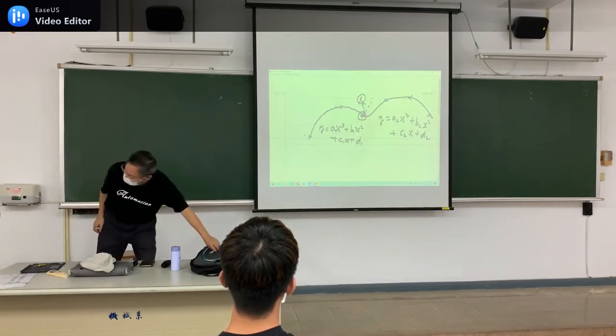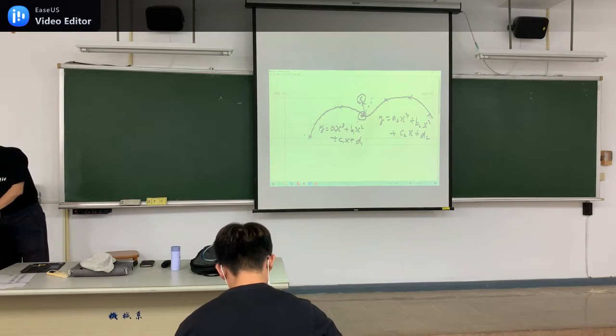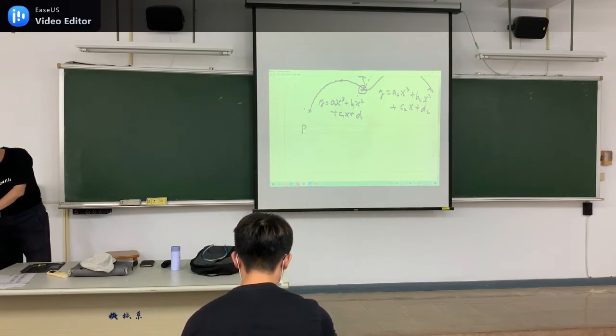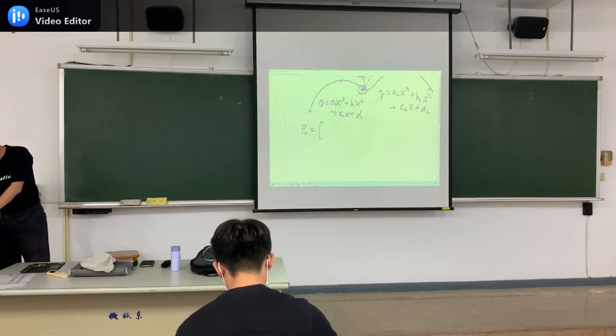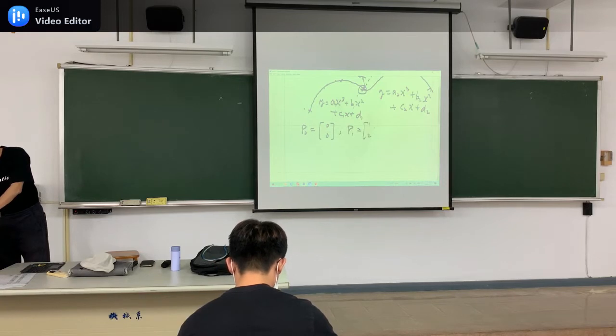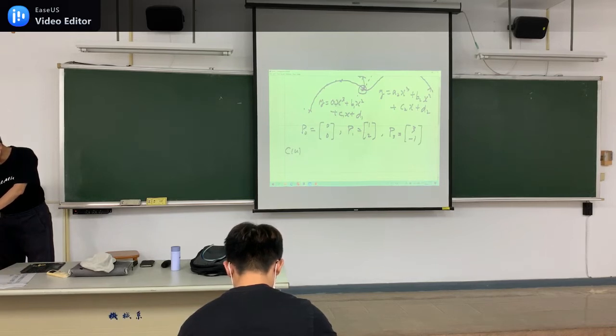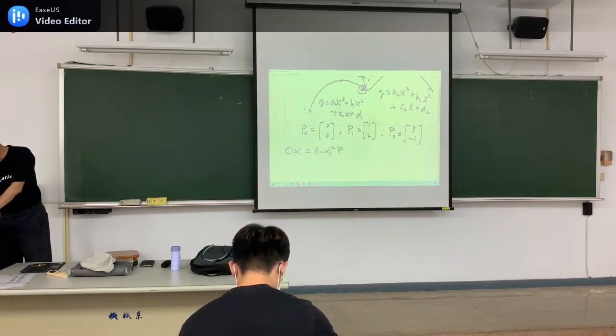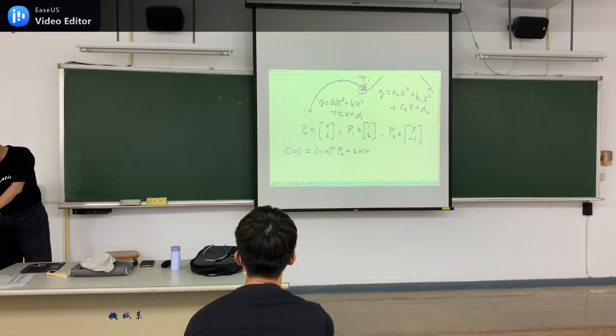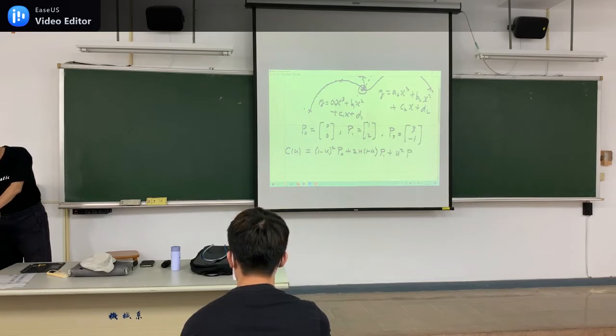So it would be like this. Therefore, P0 is (0, 0). Let's say P1 is (1, 2), and P3 is (3, -1). Then the Bezier curve will be (1 minus u) squared P0, plus 2u(1 minus u) P1, plus u squared P3.